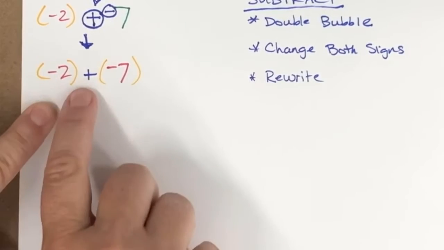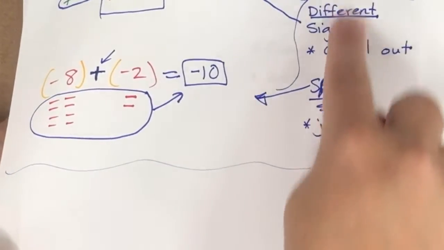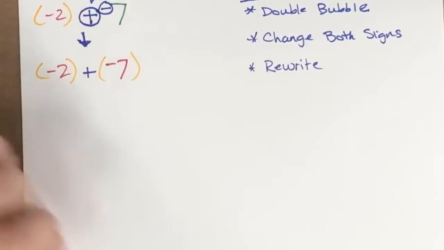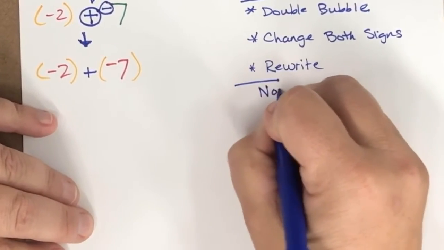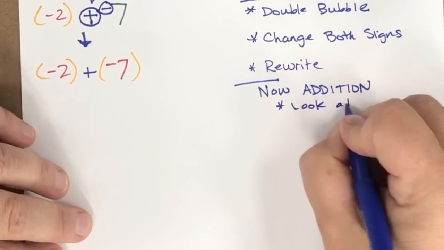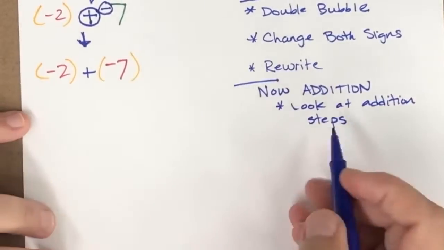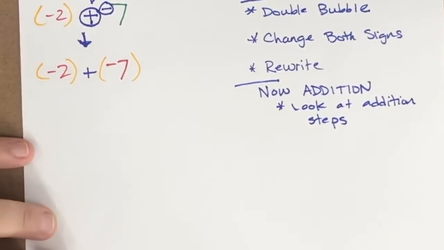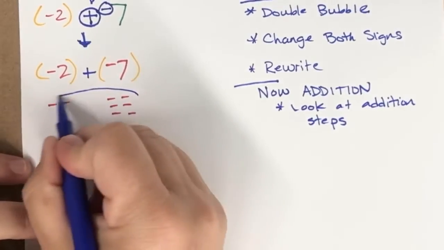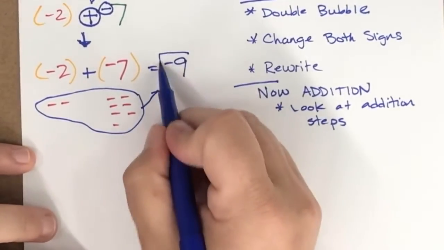And then what we can do, so now we are adding negatives. So over here, we think to ourselves, how are we going to add? Well, if the signs are the same, they're going to join up. So it is now addition, so look at your addition steps. You can see these are the same sign, they're both negatives, so they're going to join up. So this is like you have 2 negatives and then 7 more negatives. And you can see that if they add up, they do not cancel out. So there are 9 negatives. So the answer would be -9.